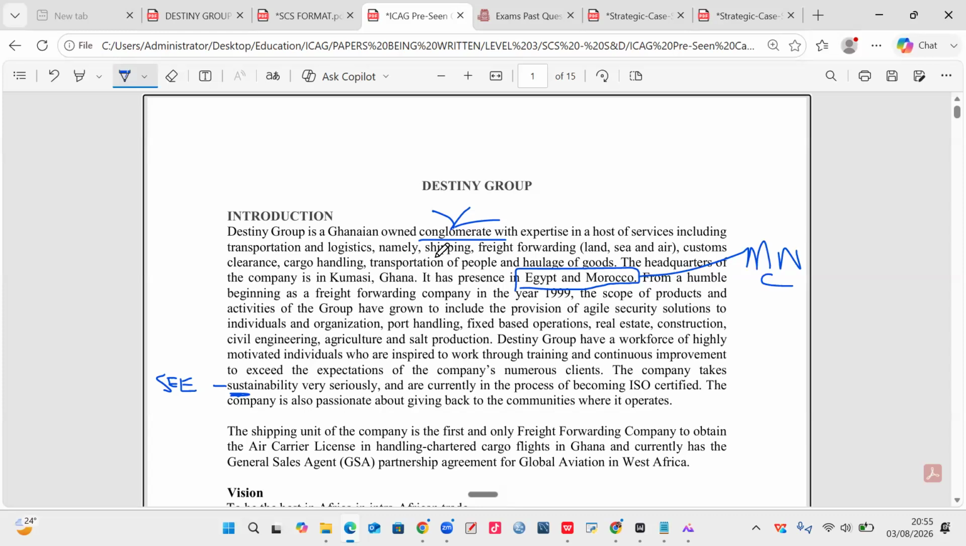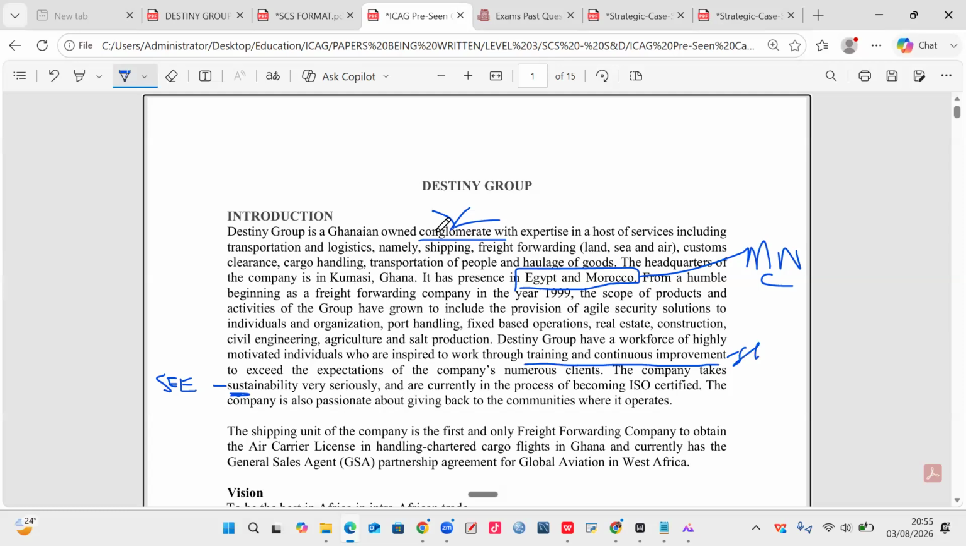And how did I get to know them? I use AI to scout out the key information I need to know. I was doing them by myself too, right? It says the Destiny Group has a workforce of highly motivated individuals who are inspired to work through training and continuous improvement. Okay, so they are skilled. They don't have issues here.